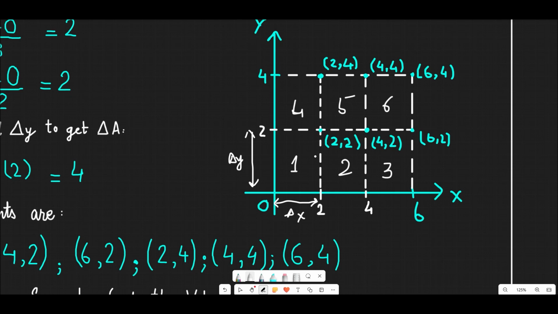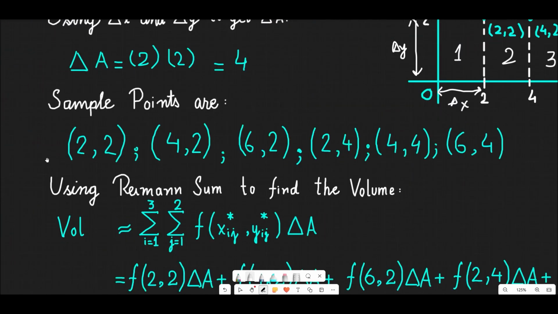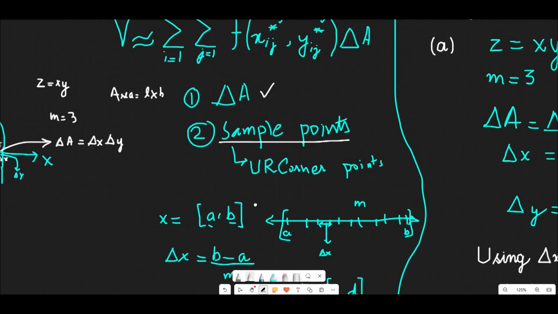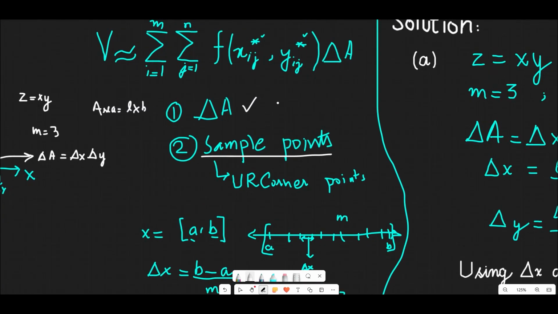So now we will look carefully for our sample points. In the first row, the upper right corner is 2, 2, as x is equal to 2 and y is equal to 2. The next upper right corner point is 4, 2, and the next is 6, 2. And in the second row, we have the corner points 2, 4, 4, 4, and 6, 4. So these are our sample points. We have calculated both things, our delta A and the sample points. And now we will easily calculate the volume using the Riemann sums.